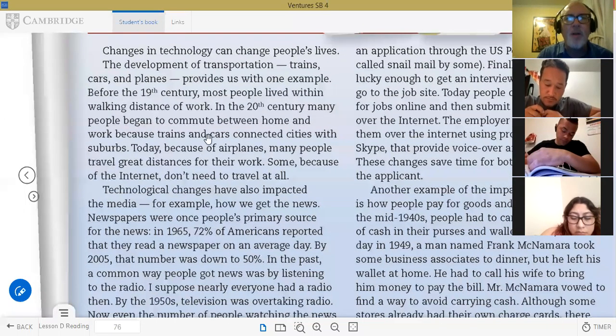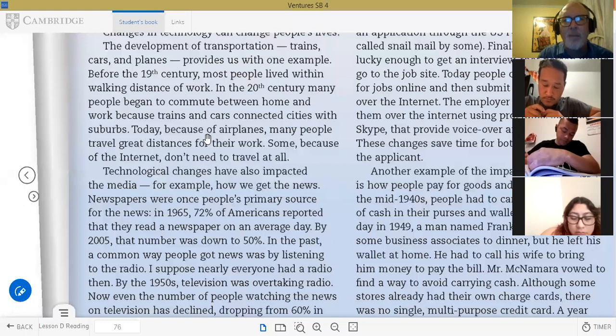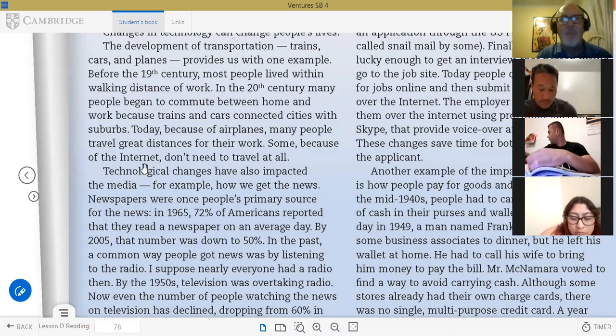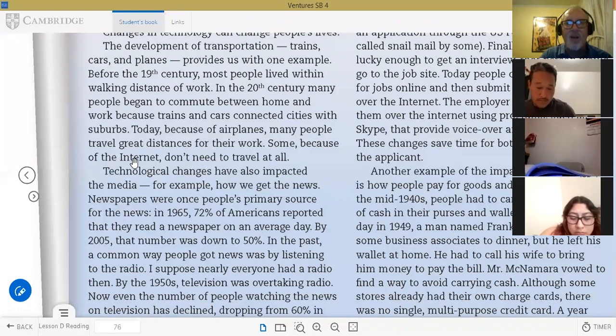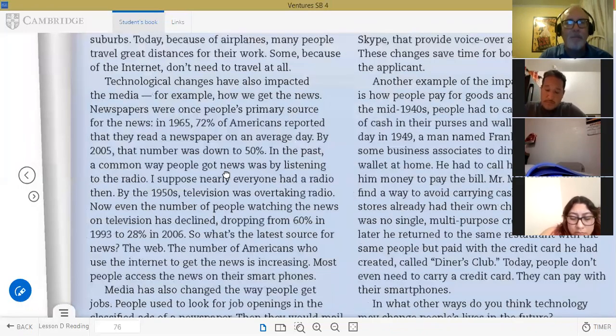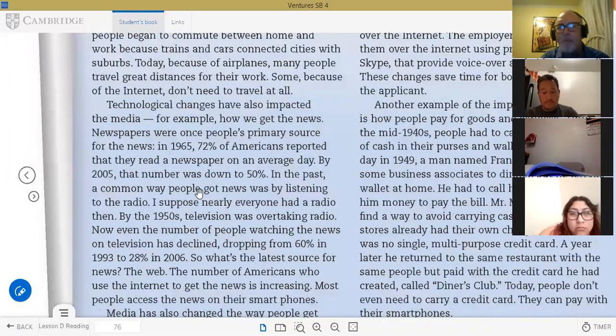Okay, but notice, you see because of here? It says today, because of airplanes, remember? There it was again, because of the internet. Remember, because of noun. Because of noun, there's two examples. Because of airplanes, because of the internet. Okay, who's gonna read the second part for me? Me. Okay, go for it.